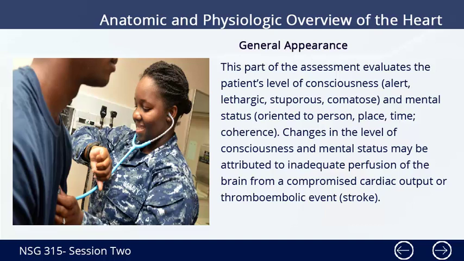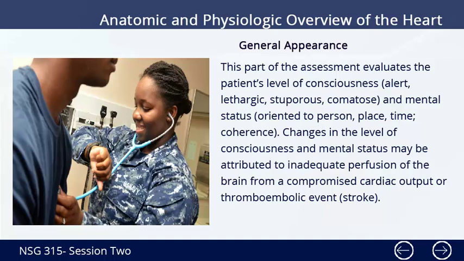Number 1, general appearance. Number 2, skin. Number 3, blood pressure. Number 4, arterial pulses. Number 5, jugular venous pulsation and pressures. Number 6, heart. Number 7, extremities. Number 8, lungs. And number 9, abdomen.